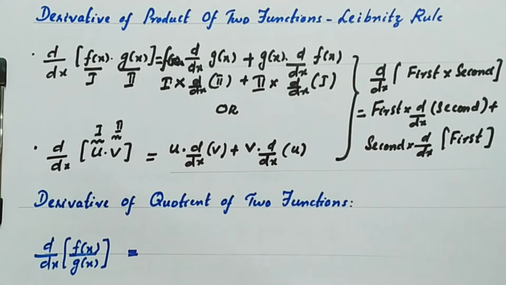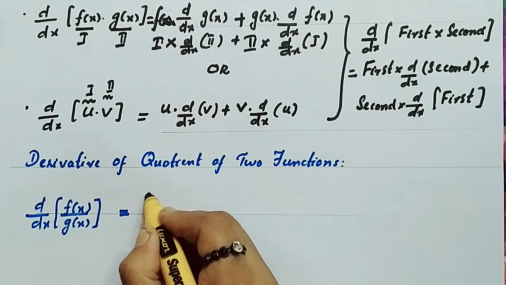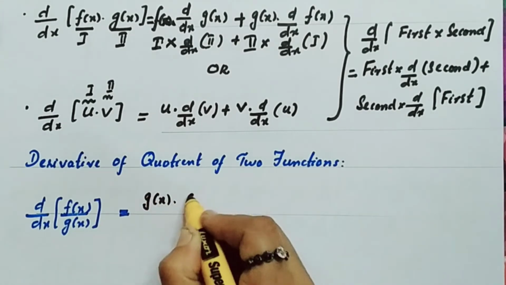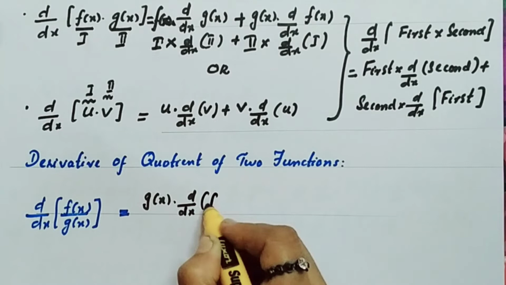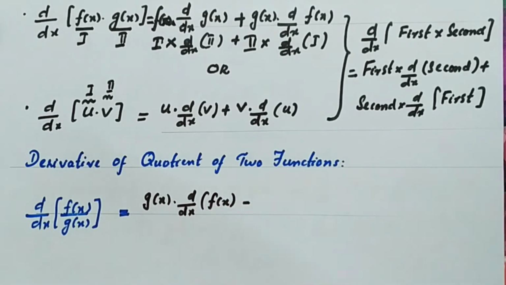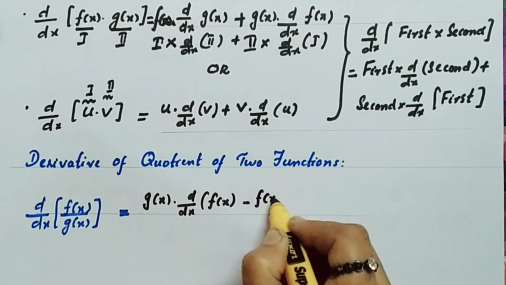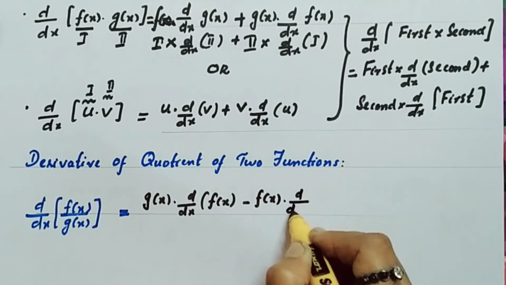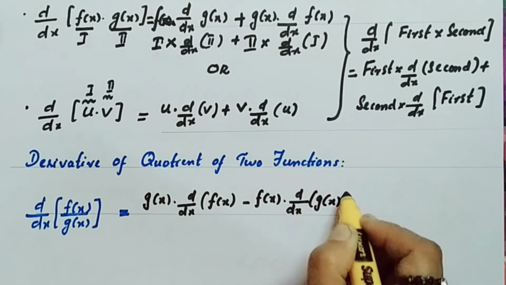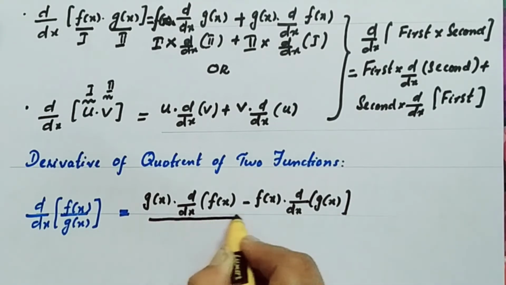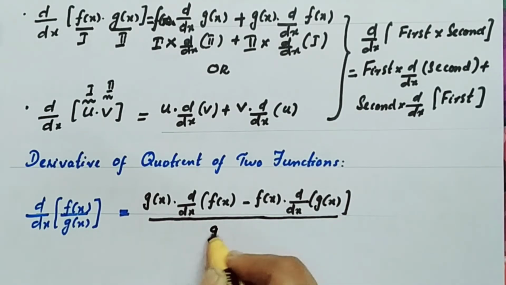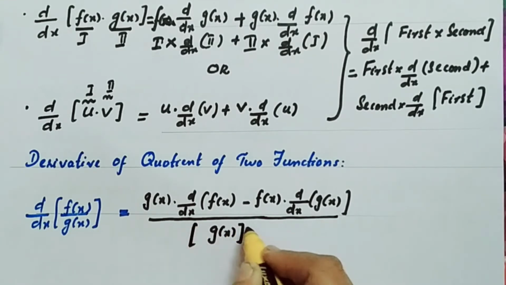In the same way, we can study a rule for finding the derivative of a quotient of two functions. d by dx of f(x) by g(x) equals g(x) into d by dx of f(x) minus f(x) into d by dx of g(x), the whole divided by g(x) square. This is the formula to find the derivative of a quotient of two functions.